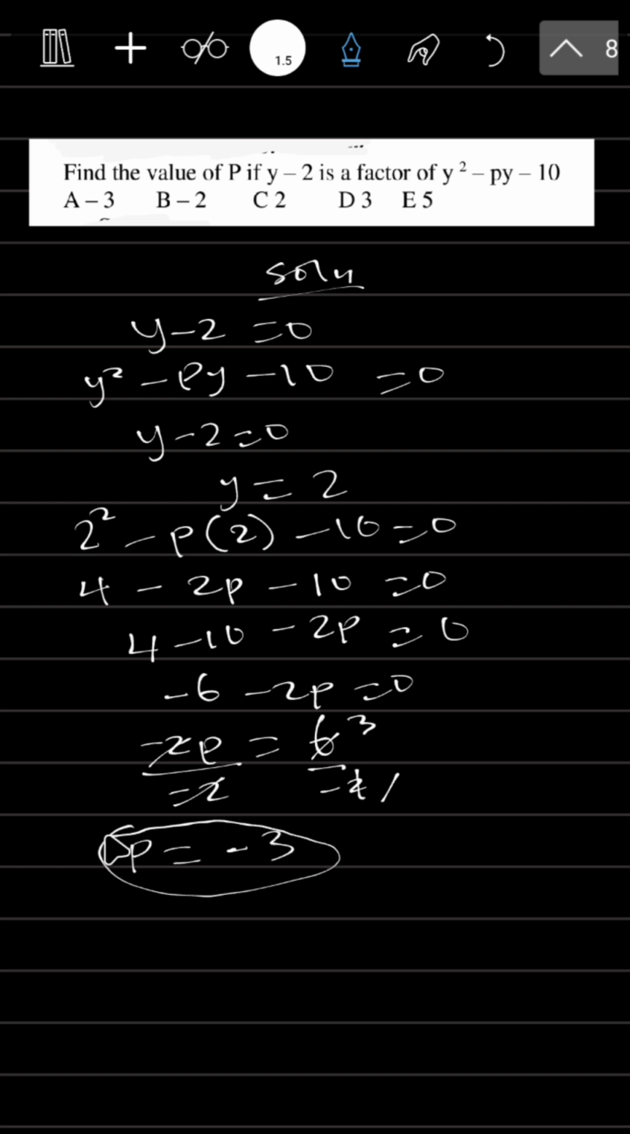Let's check it from the options we have here. You can see that the option is option A. Option A is minus 3. So it means that p is equal to minus 3. That is how you solve this question.